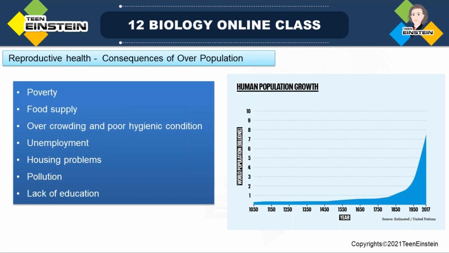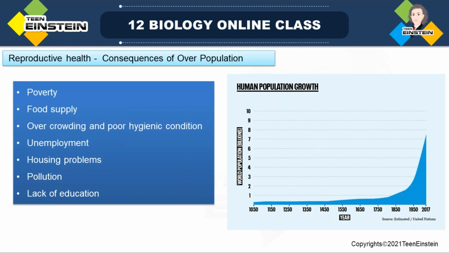Then, what are all the consequences of overpopulation? Poverty, food supply, that also will affect poverty. Poverty means, if there are more persons in a family and income is less, what will they do? Naturally, they'll become poor. Definitely, they'll become poor. So, with the addition of every new child, the family becomes more poor, right? So overpopulation will create poverty.